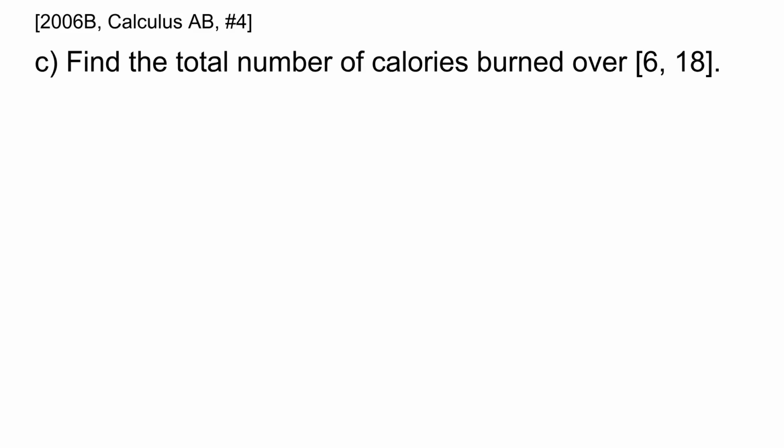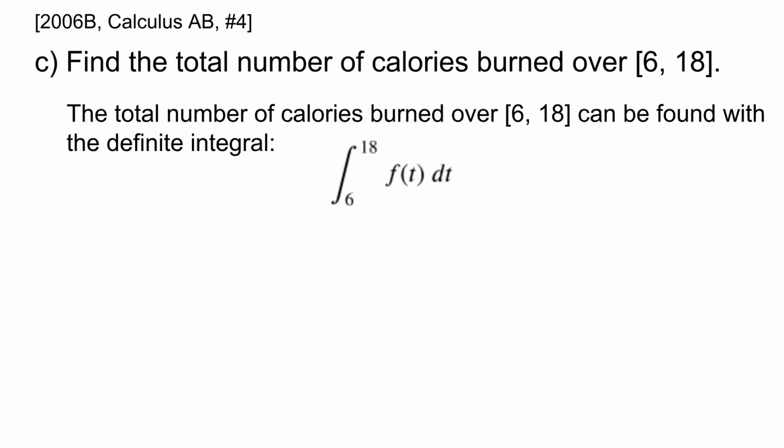For part C of this question, we are asked to find the total number of calories burned over the interval from 6 to 18. The total number of calories burned over the interval from 6 to 18 can be found with the definite integral, the integral from 6 to 18 of f of t dt.